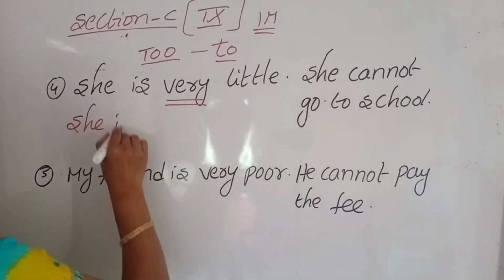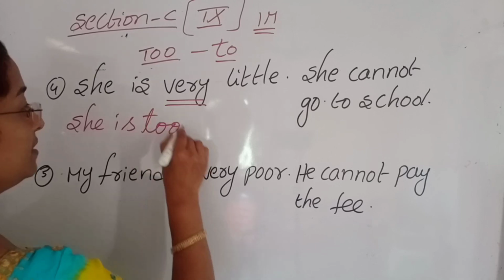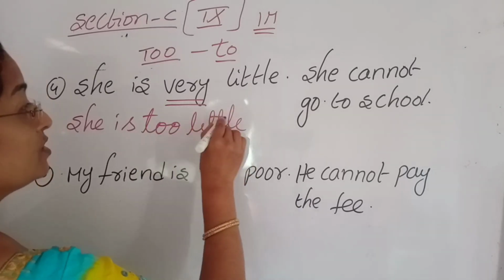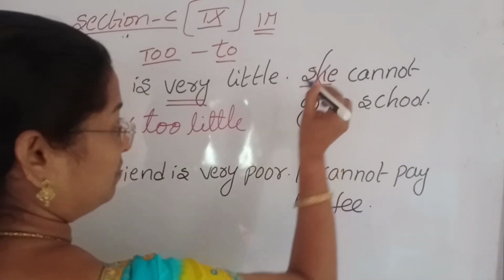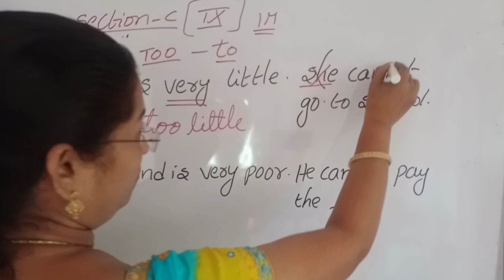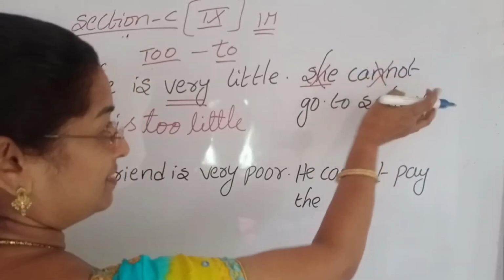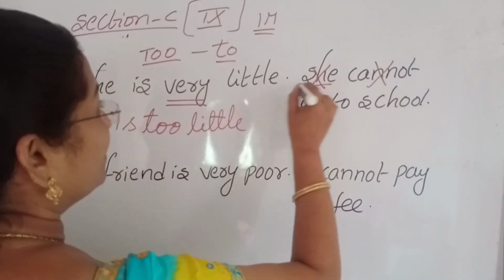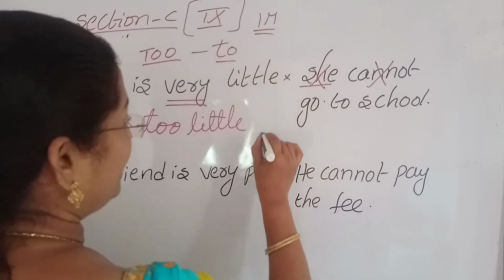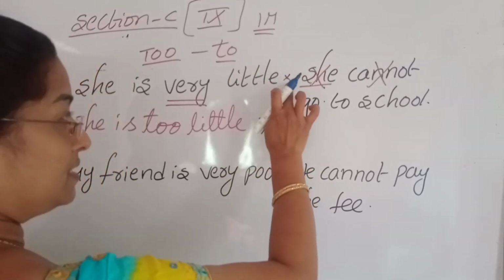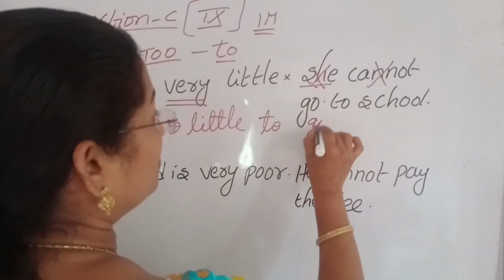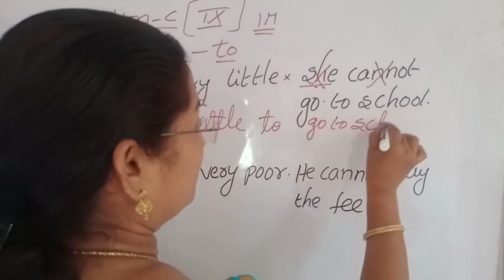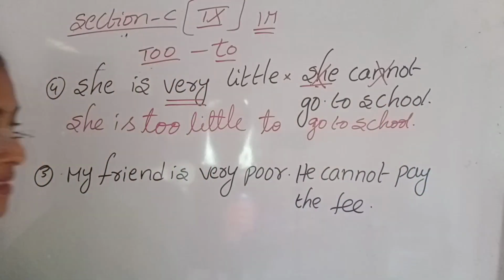Answer ela rayali chudandi. She is too little. She is too little. Okay na? Again we need not repeat the second time "she", that is the pronoun, and we need not use the negative form, that means "cannot". So in place of full stop write "to". In place of full stop write "to". These two need not be repeated. To go to school. That's it. She is too little to go to school.